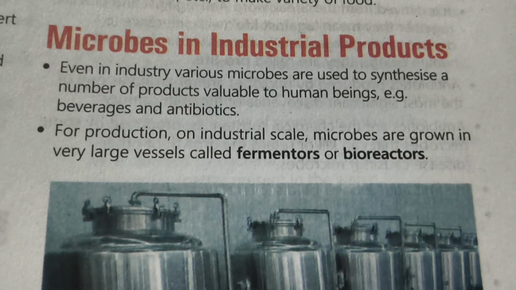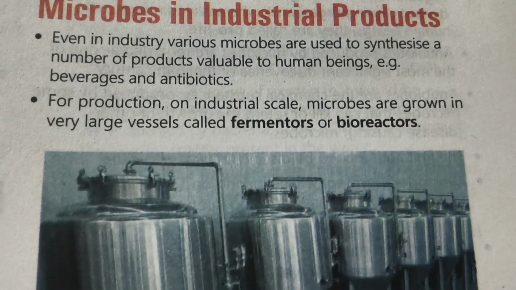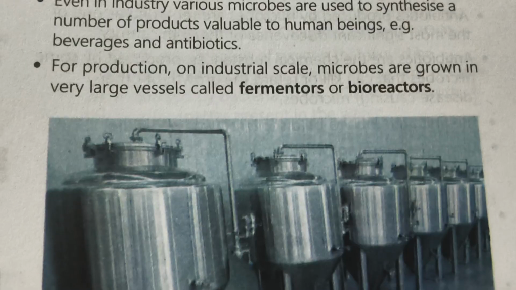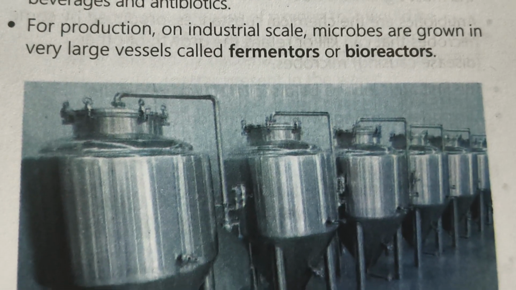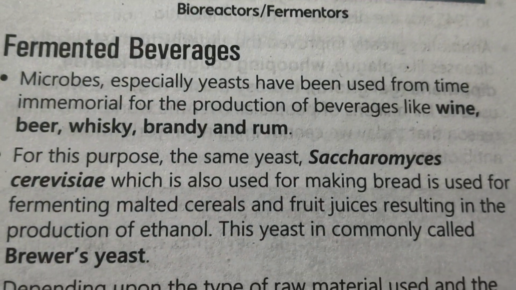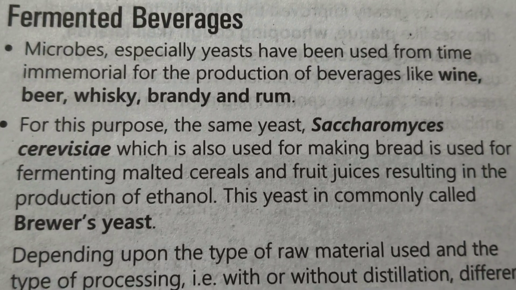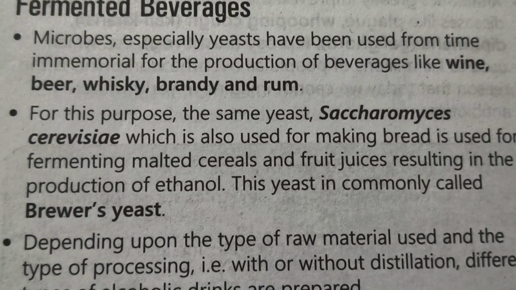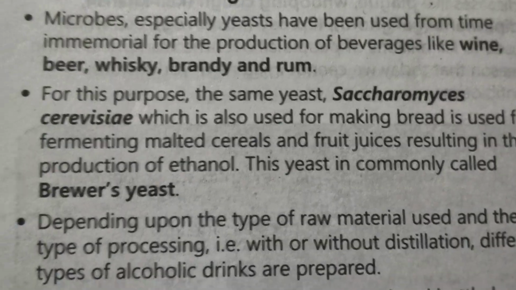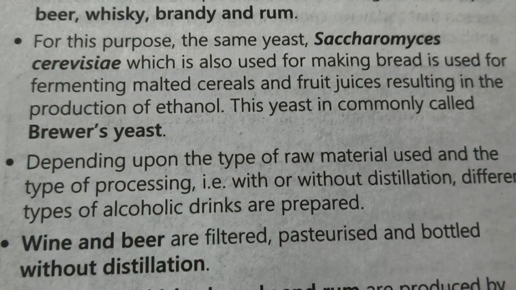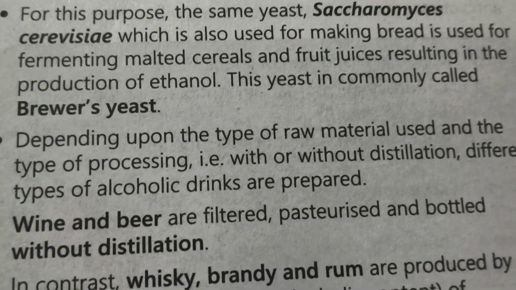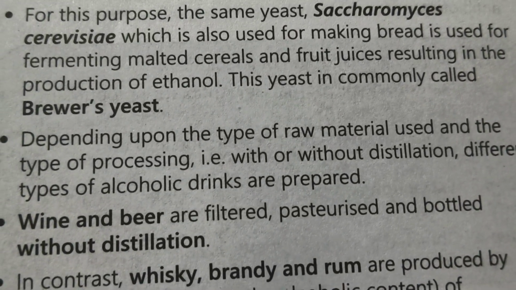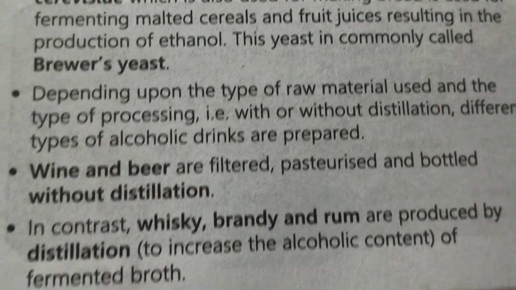In industrial products, even in industry, various microbes are used to synthesize a number of products valuable to human beings, beverages and antibiotics. For production on industrial scales, microbes are grown in very large vessels called fermenters or bioreactors. Fermented beverages: microbes, especially yeast, have been used from time immemorial for the production of beverages like wine, beer, whiskey, brandy and rum. For this purpose, the same yeast Saccharomyces cerevisiae, which is also used for making bread, is used for fermenting malted cereals and fruit juice, resulting in the production of ethanol. This yeast is commonly called brewer's yeast.